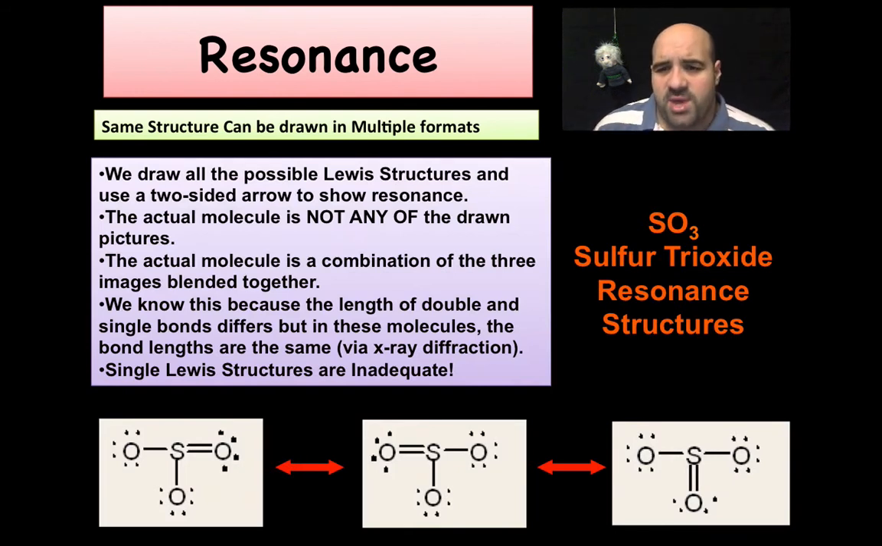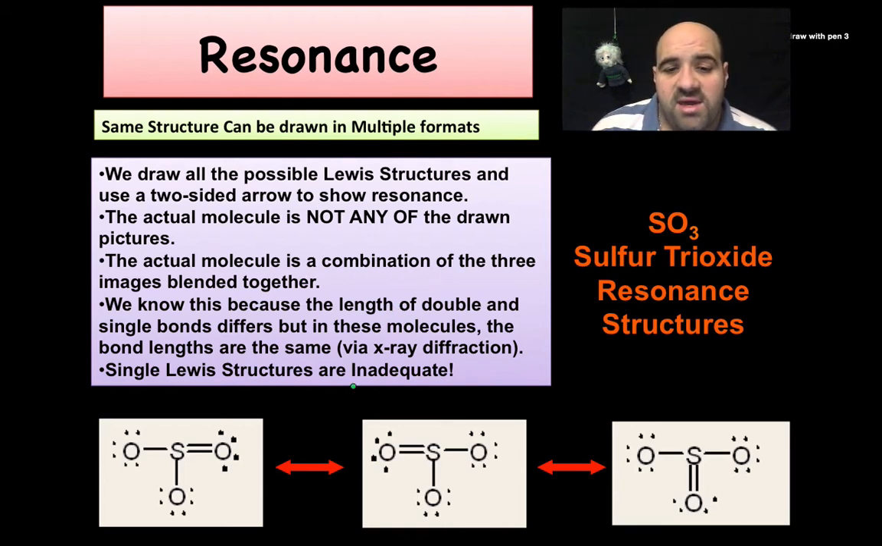So again, we have sulfur trioxide down here that can be drawn in three different ways. This is SO3. We don't put brackets around it because it is not a polyatomic ion. This is just a molecule. Double bond here, double bond here, double bond here, with arrows represented. And the actual molecule is not any of the drawn pictures. The actual molecule is a combination of them.